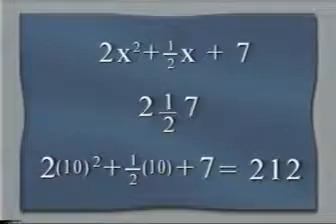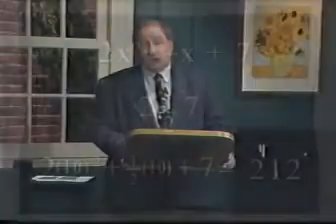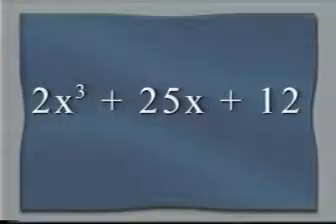But what is that? Well, 2 hundreds, half of 10 is 5, and 7 ones is 257. There is no need for zeros as placeholders when you're writing a polynomial because the place value is shown. If desired, we can write 2x to the third plus 25x plus 12. There's no need for an x squared term because there isn't any. If you wanted to put in plus 0x squared, you could, but it's not necessary.